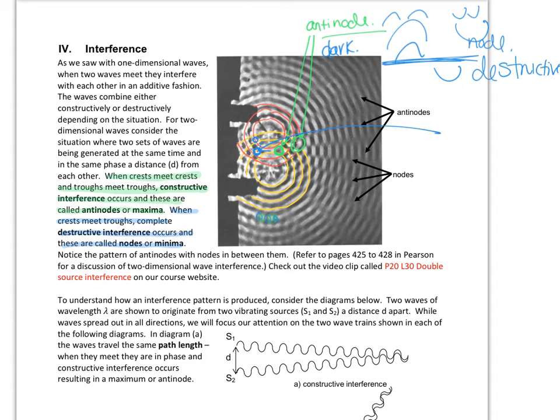Or we could look over here and we have our darkest spots. And in between those will be our nodes. Lots to think about there.